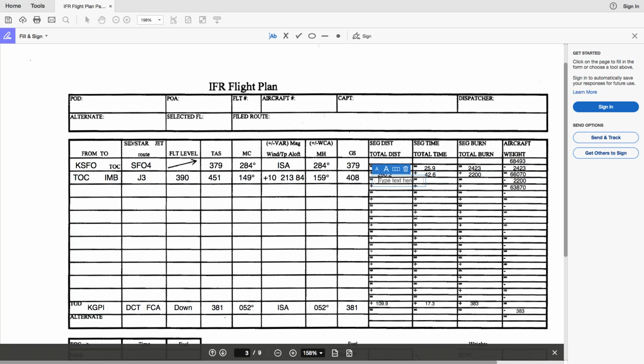Okay. Now let's take these boxes here and bring them down too. So we take that 163 miles, add on our 290.2. What does that give us? 453.9. Everybody get that? Okay. Our segment time, 25.9 minutes plus 42.6, 68.5.